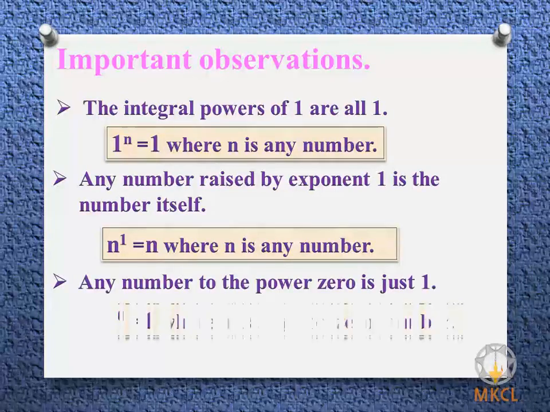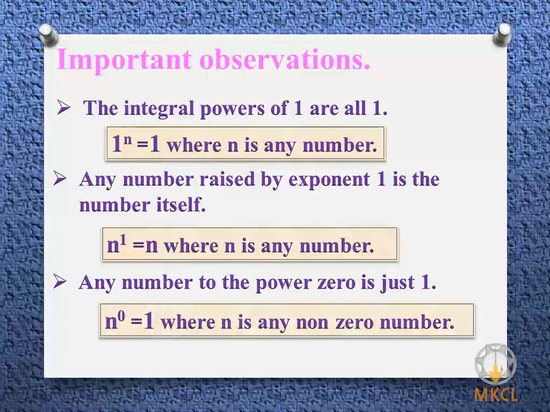Third, any number to the power 0 is just 1, as n raised to the power 0 is equal to 1, where n is any non-zero number. 0 raised to 0 is not equal to 1. So based on the above theory, following are some examples.